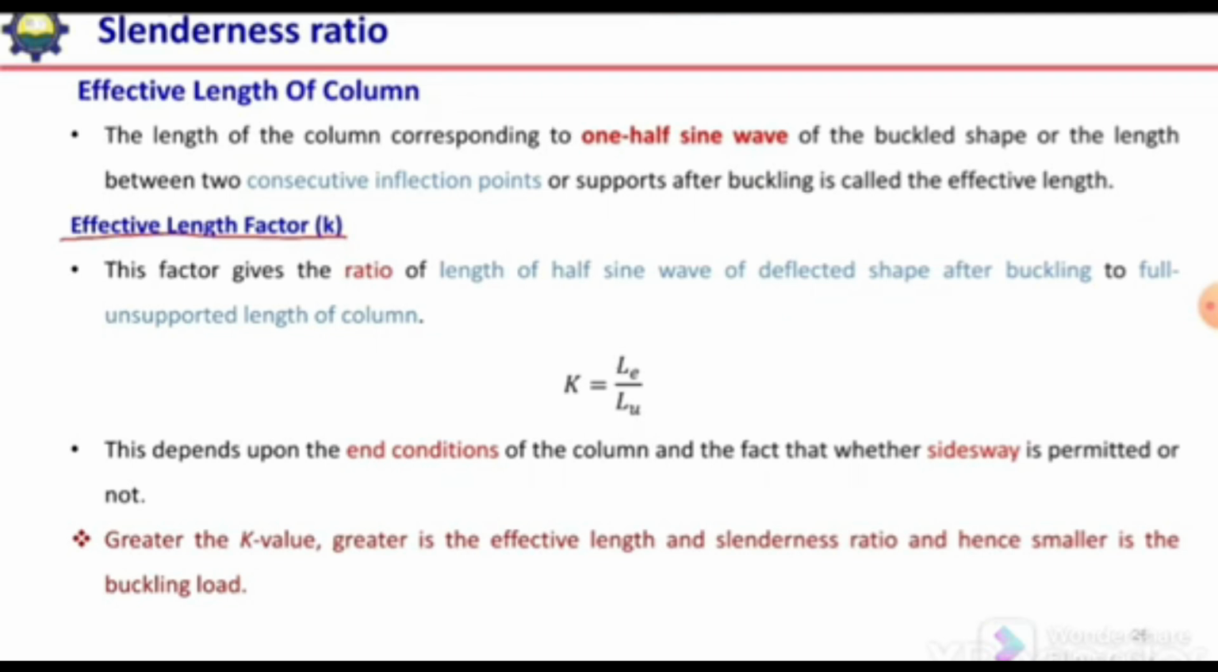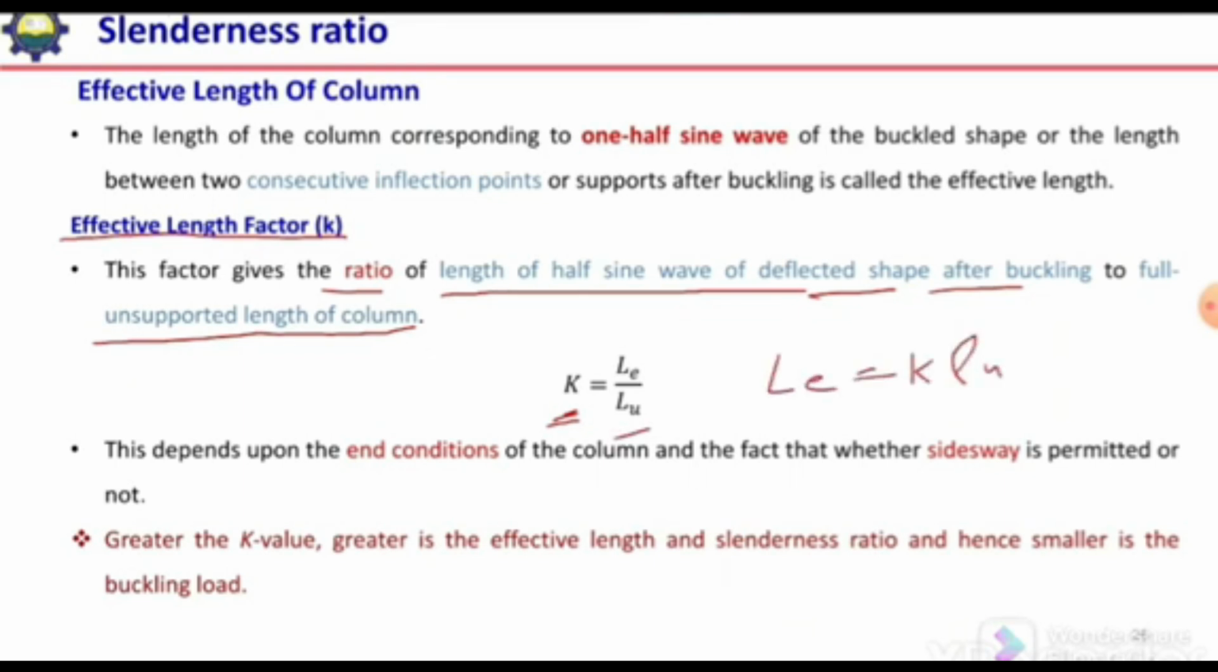When we want to calculate the effective length from the unsupported length, then we multiply it with the effective length factor. So actually this effective length factor is the ratio of the length of one half sine wave of the deflected shape after buckling to the full unsupported length of the column. So K is equal to Le over Lu, effective length divided by unsupported length, or we can write that Le is equal to K times Lu. This effective length is equal to the effective length factor multiplied by the unsupported length.